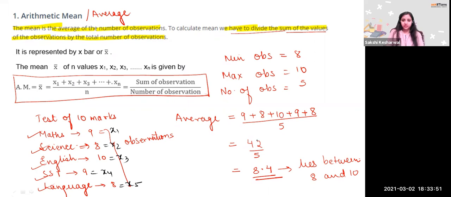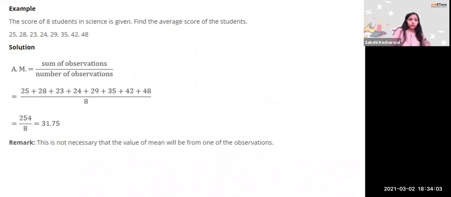First, the calculator: 44 divided by 5 is equal to 8.8. This is your observation, right? Now, just see this. Let's do one question on this.